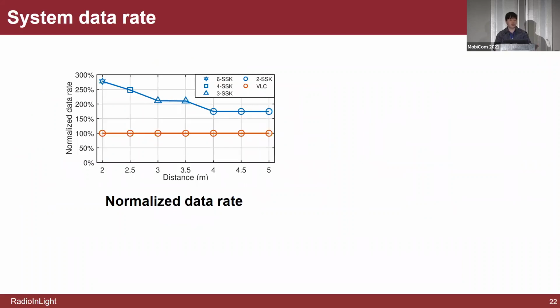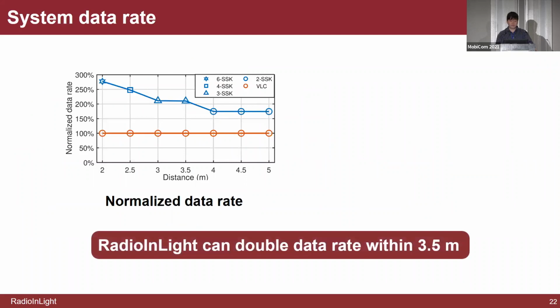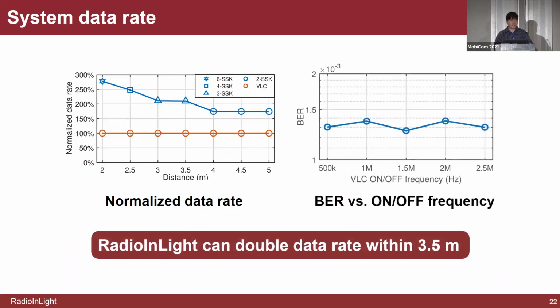Finally, we will show the system data rate. We show the maximum data rate the system can achieve with a bit error rate below 0.01. And we can see that the RadioInLight system can almost triple the data rate of VLC systems at 2 meters, and it can still increase the data rate by 75% at 5 meters. Besides, we also conduct an experiment to see whether the VLC on frequency will have influence on our performance. And the result shows that there is not too much influence on the performance.